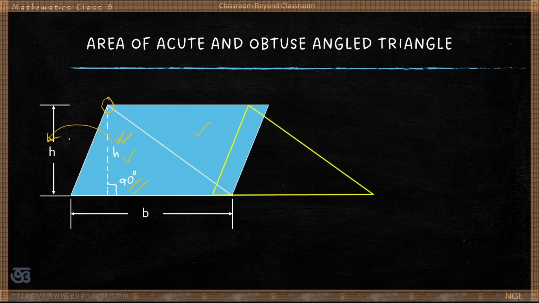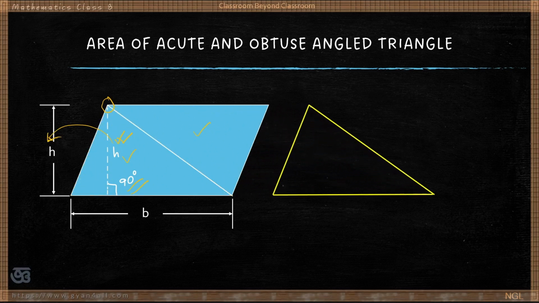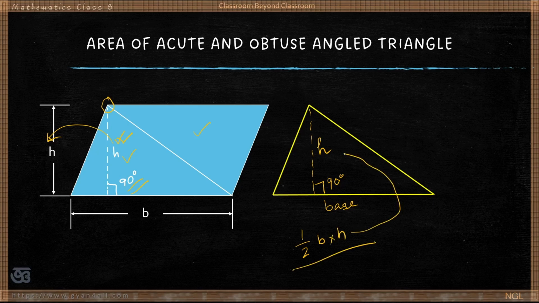Now, if we take the triangle separately, then we can draw a perpendicular from the apex to the base, and this is equal to 90°, and this is called the base of the triangle. So the area of this triangle is half into b into h, and the only difference is how we get this altitude. For this, we have to construct a perpendicular from the apex to the base of the triangle.